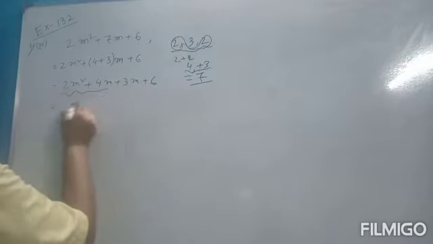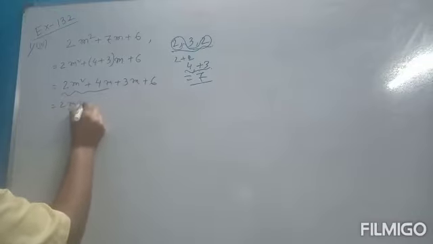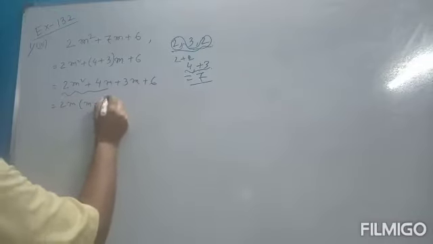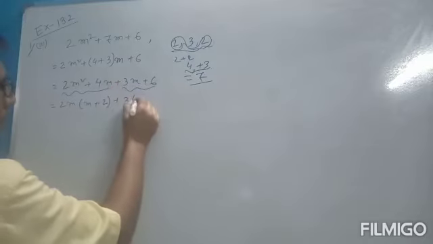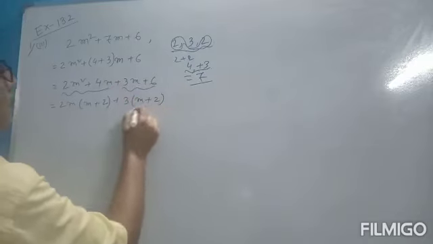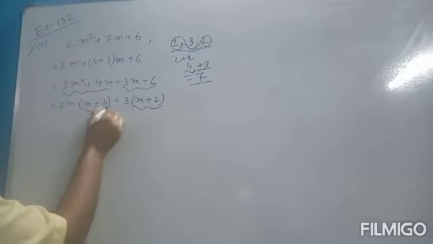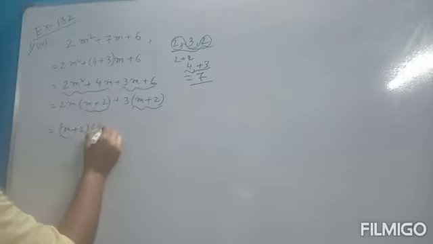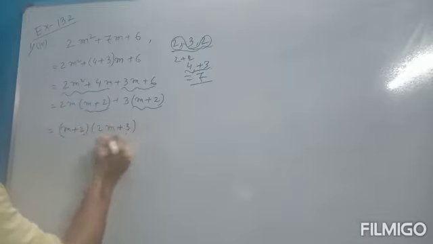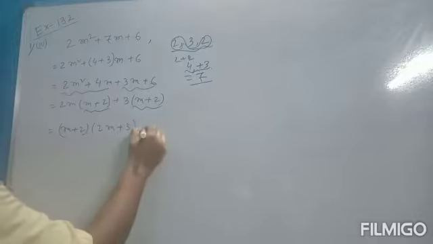From these two take 2m common, then we get m plus 2. And from these two, if we take 3 common, then we get again m plus 2. Now m plus 2 is common to both, so we take m plus 2 common. Then it will be 2m plus 3. Okay, this is the answer.